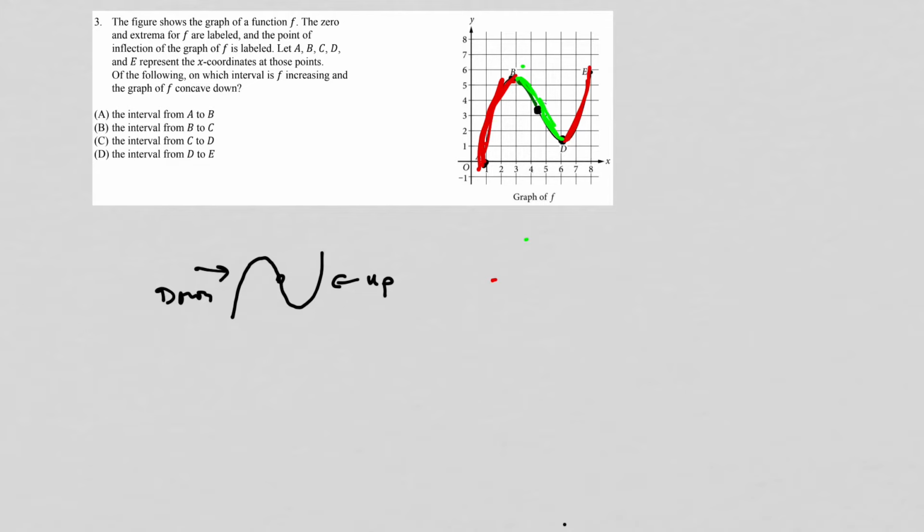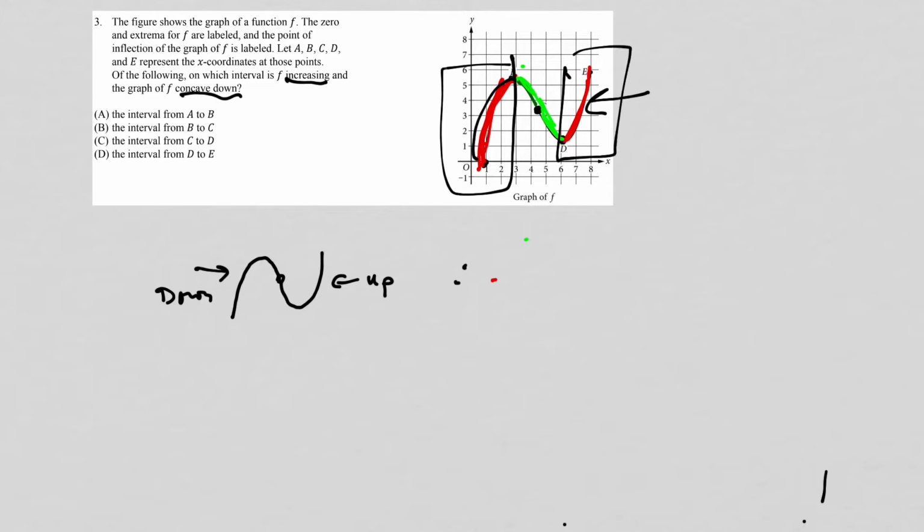So they want to know when is it increasing and concave down. Concave down basically means frowning. So that's why this part is increasing and it's a portion of a frown. But this part here is not, even though it's increasing, it's not concave down because it looks like a smile. And that's why it's from A to B, and it's choice A.